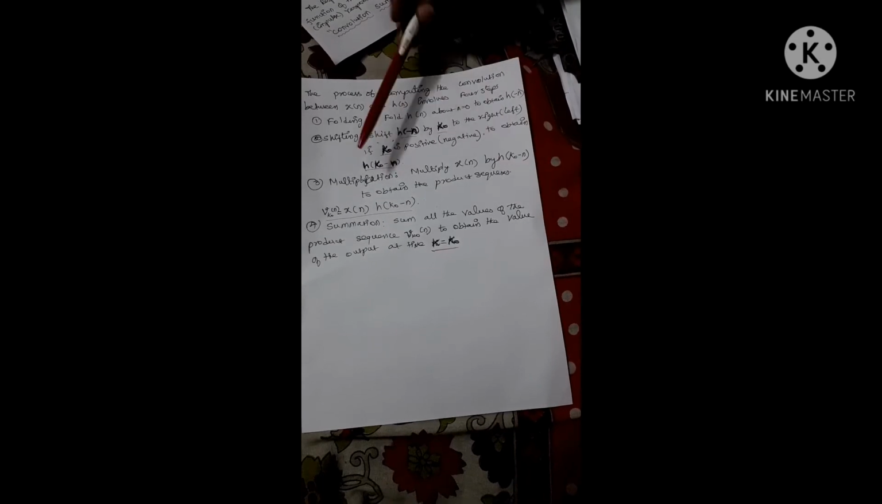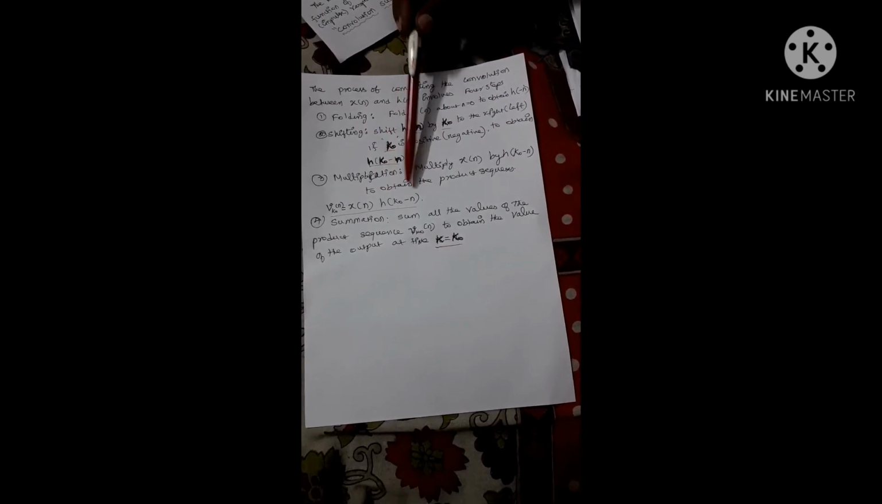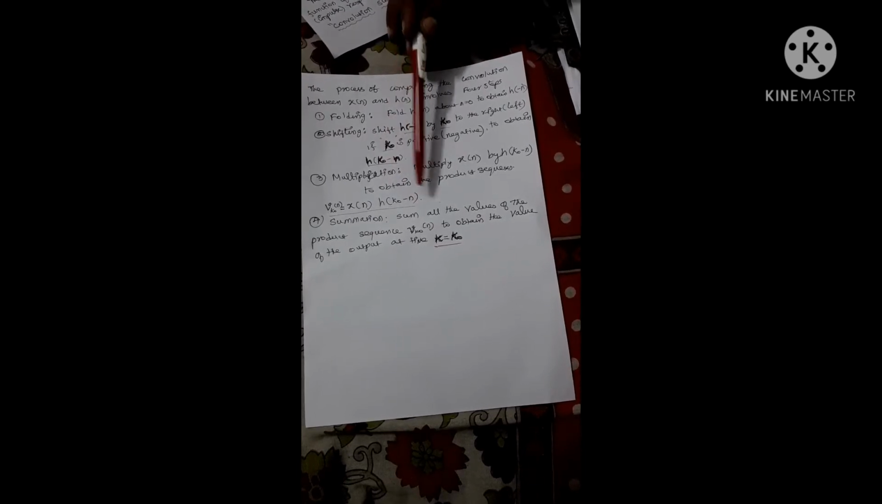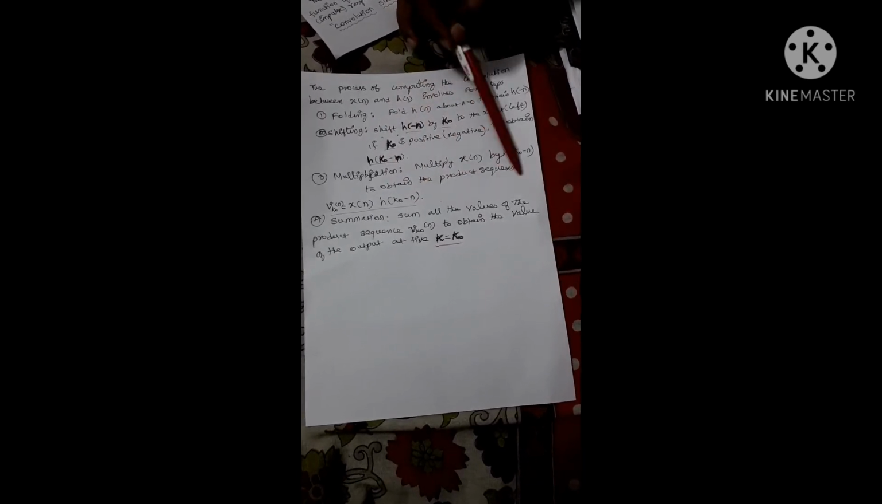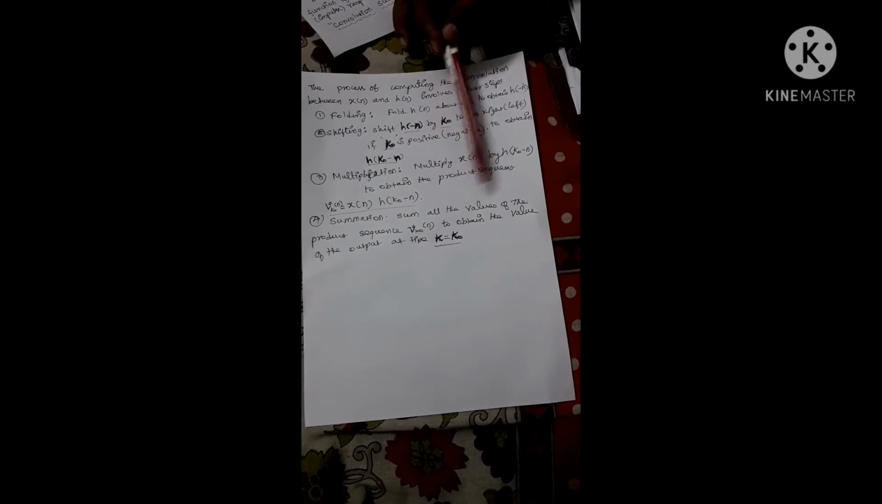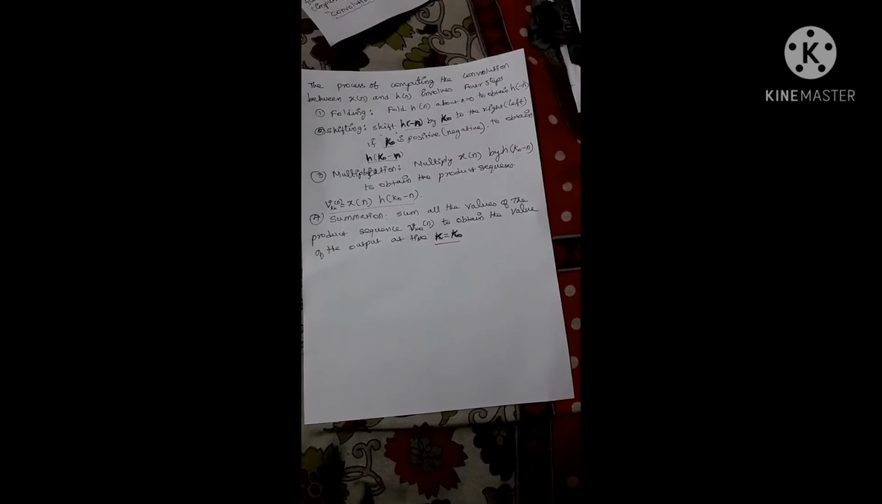Third is multiplication. Multiply x of n by h of k naught minus n to obtain the product sequence x of n into h of k naught minus n. The fourth step is summation. Sum all the values of the product sequence to obtain the value of the output at time k equal to k naught.